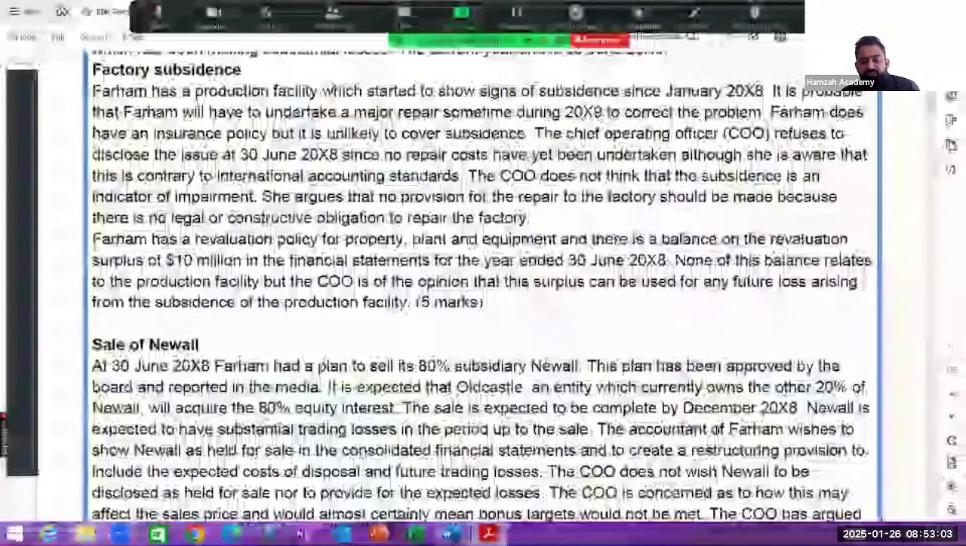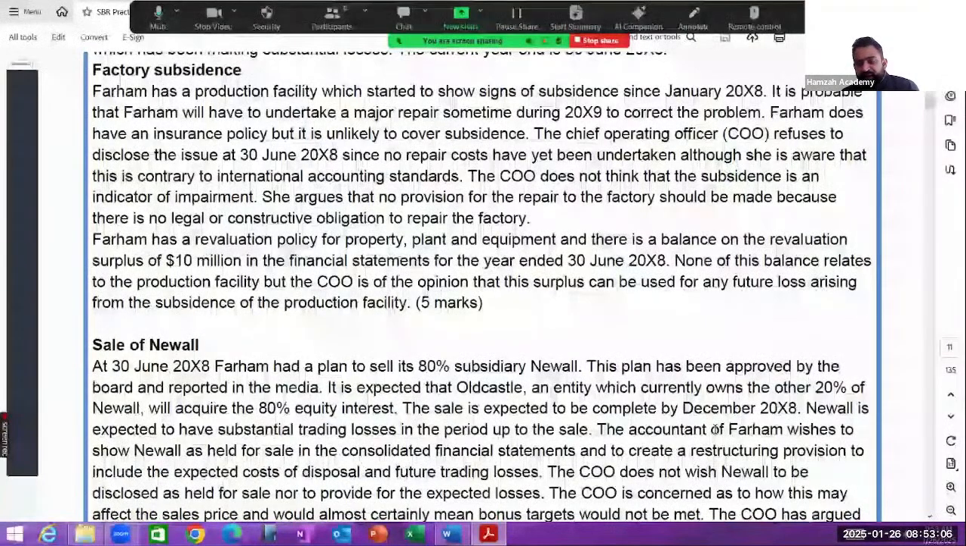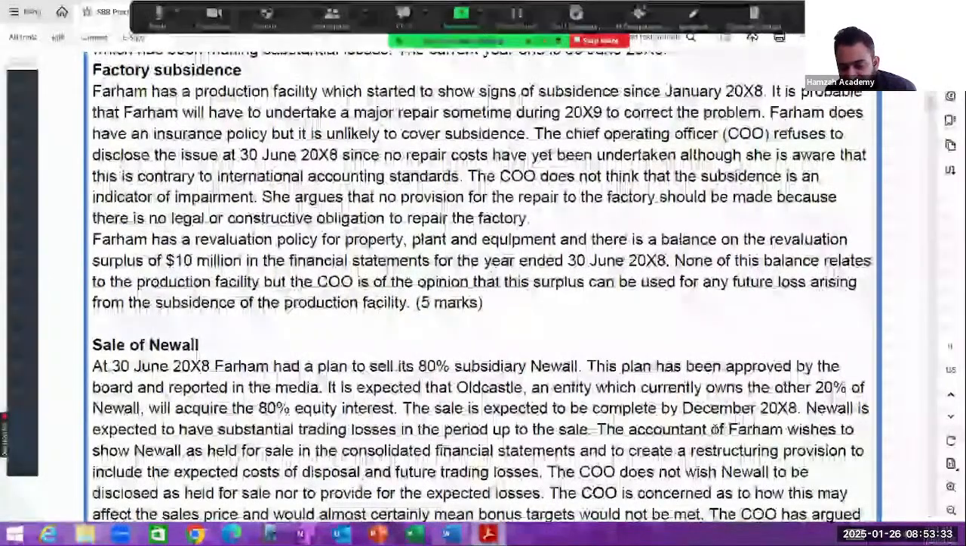Farham has a revaluation policy for property, plant, and equipment, and there is a balance on a revaluation surplus of 10 million in the financial statements for the year ending 30th June 2008. None of this balance relates to the production facility, but the COO is of the opinion that the surplus can be used for any future losses arising from the subsidence of the production facility. So there, at the 5 marks, we need to discuss the accounting issues relating to this case study.